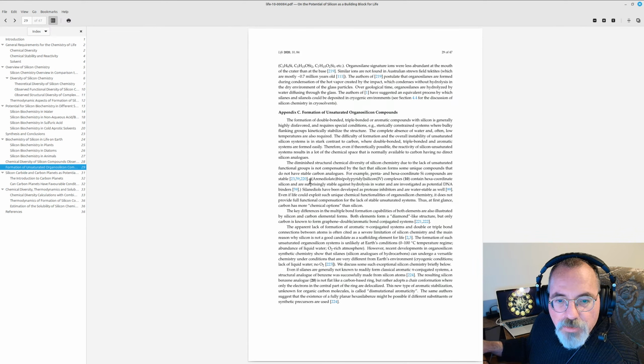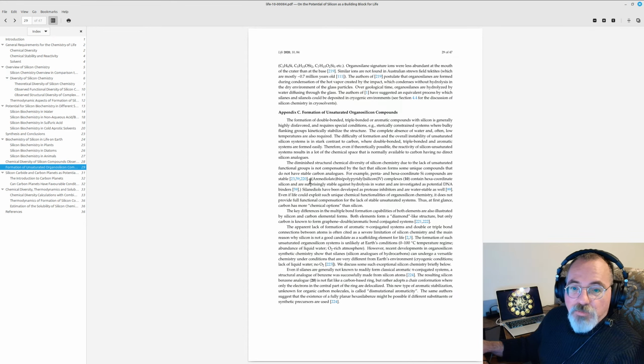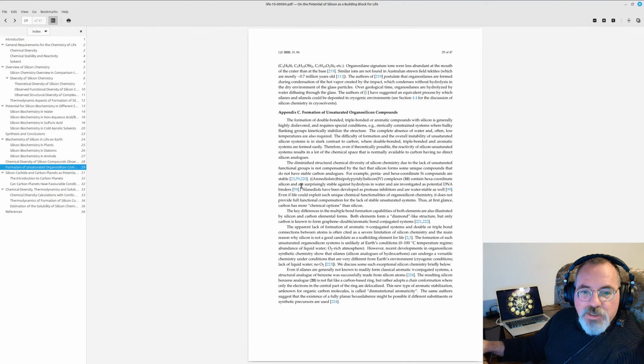Arene diolato bis polypyridine silicon 4 complexes contain hexa-coordinate silicon and are surprisingly stable against hydrolysis in water and are investigated as potential DNA binders. Silane diols have been developed as protease inhibitors and are water stable as well.